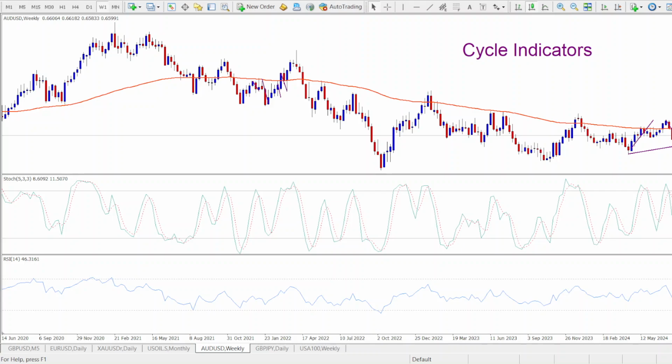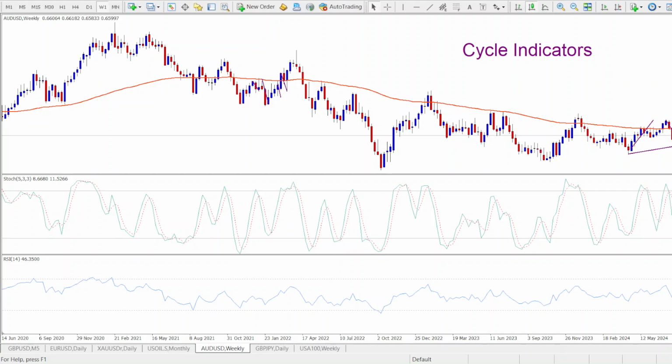Fourthly, test and refine your approach. Like any trading strategy, using cycle indicators requires some trial and error, so it's normal to have trial and error. It's important that you practice with a demo account first, test different indicator settings, and see what works best for you. Over time, you'll find a rhythm that fits your trading style.